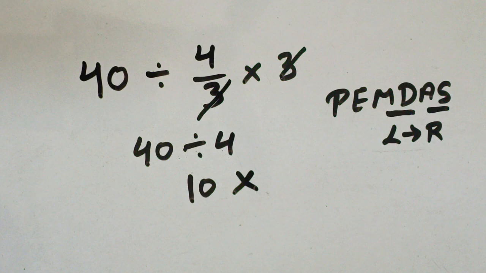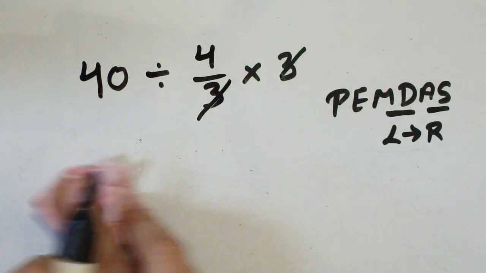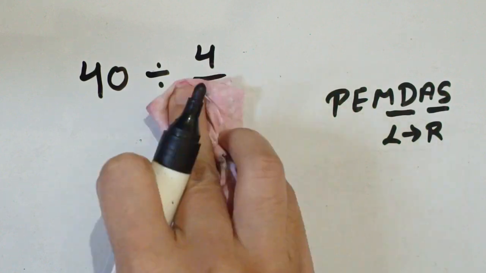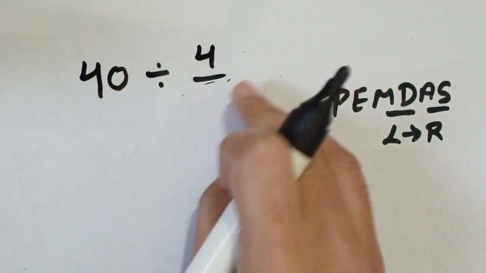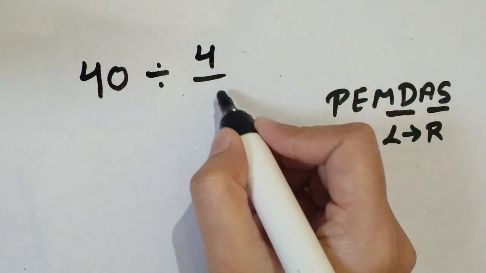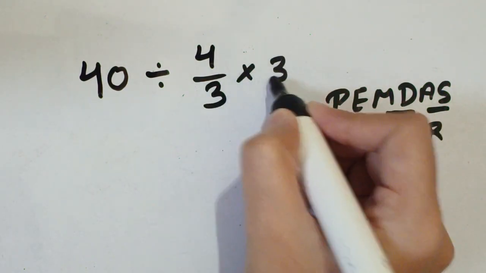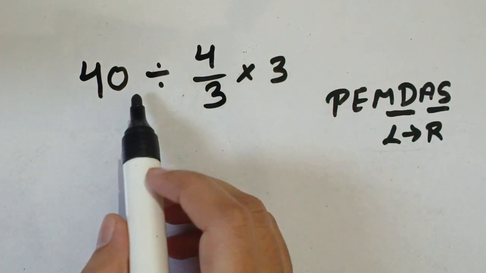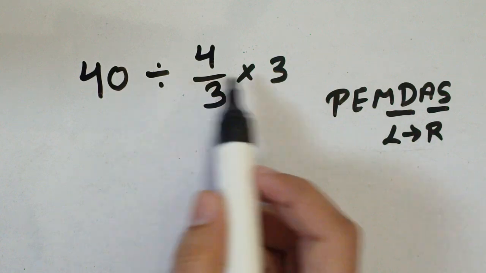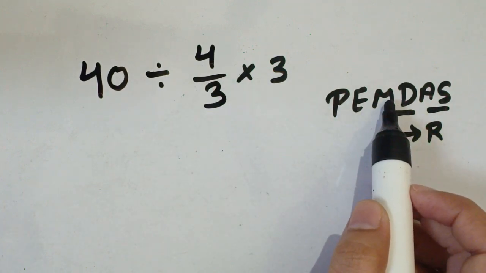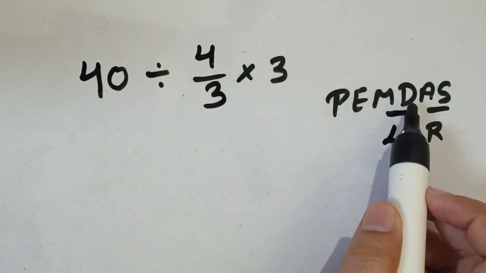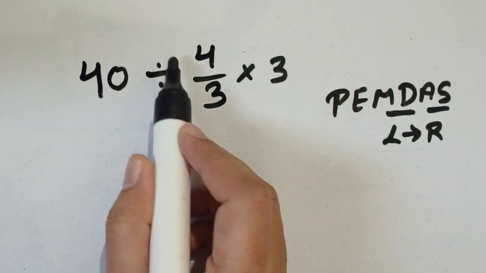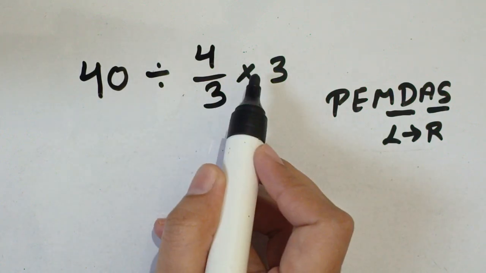What will be the correct answer? So here 40 divided by 4 by 3 times 3. According to the PEMDAS rule, here division and multiplication are given, but multiplication and division both have equal priority. Therefore, we go from left to right. Means first we are going to solve this division part, then the multiplication part.